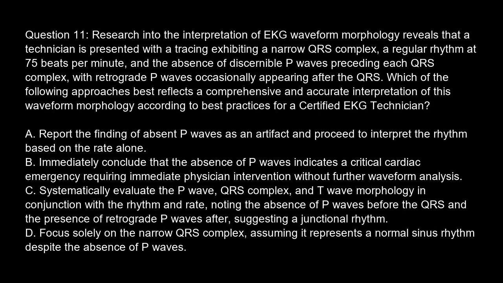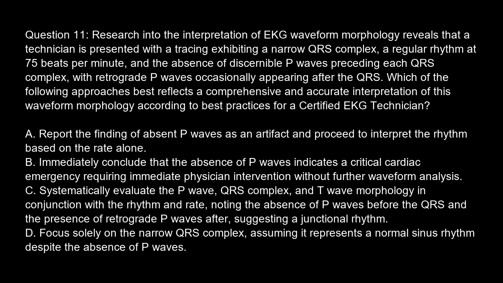Question 11. Research into the interpretation of EKG waveform morphology reveals that a technician is presented with a tracing exhibiting a narrow QRS complex, a regular rhythm at 75 beats per minute, and the absence of discernible P waves preceding each QRS complex, with retrograde P waves occasionally appearing after the QRS. Which of the following approaches best reflects a comprehensive and accurate interpretation of this waveform morphology according to best practices for a certified EKG technician?